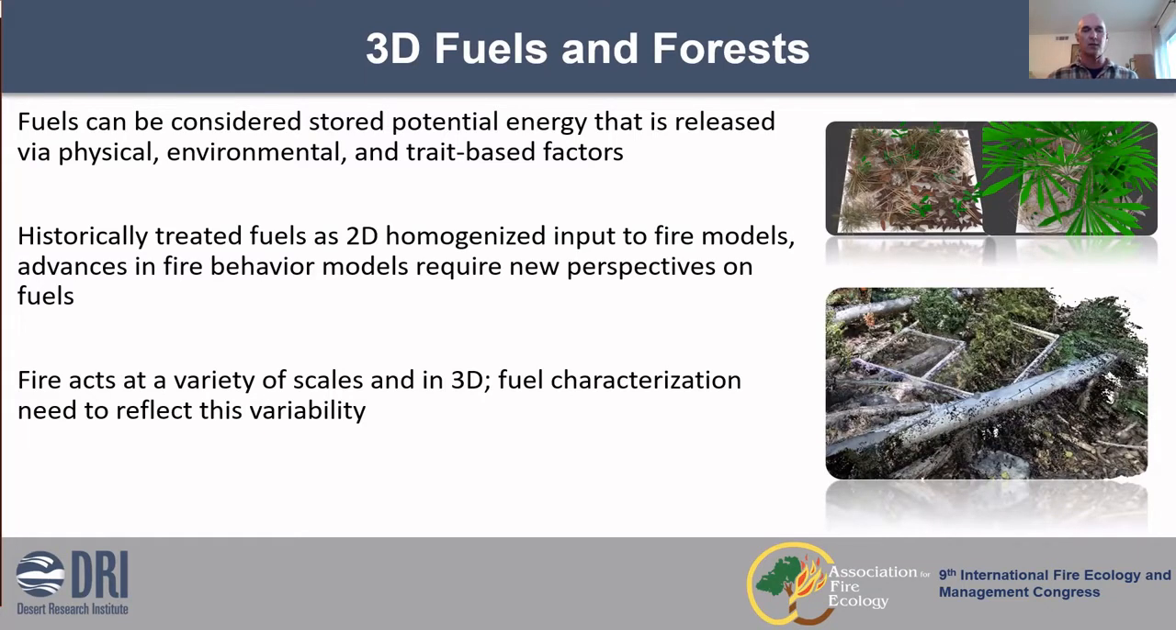Because of the way that fire behavior modeling came around with Rothermel, and then that led to things like LANDFIRE and just the standard 13 from Anderson and the 40 from Scott and Burgan, we generally treated fuels as two-dimensional, and they were homogenized because the fire behavior models only had a limited way that they could actually process fire. And so we brought them all together, we congealed them into these tidy little classifications that were then used in the models. But we know that fire acts on a variety of scales, and it's not just 2D, it's 3D.